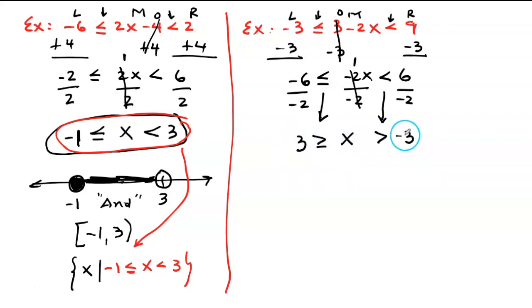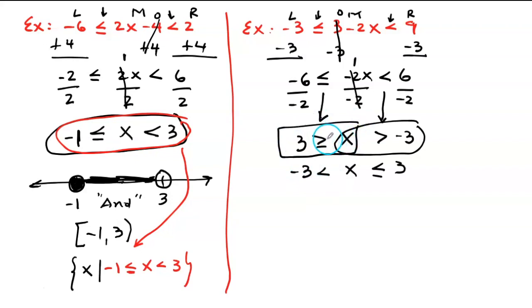3 is not smaller than -3. So this has to be flipped. -3 comes here, and the 3 goes to the other side. My symbols have to be flipped as well. So this comes here, this goes there. Let's double check. X is greater than -3. X is greater than -3. That's right. This is the second one.